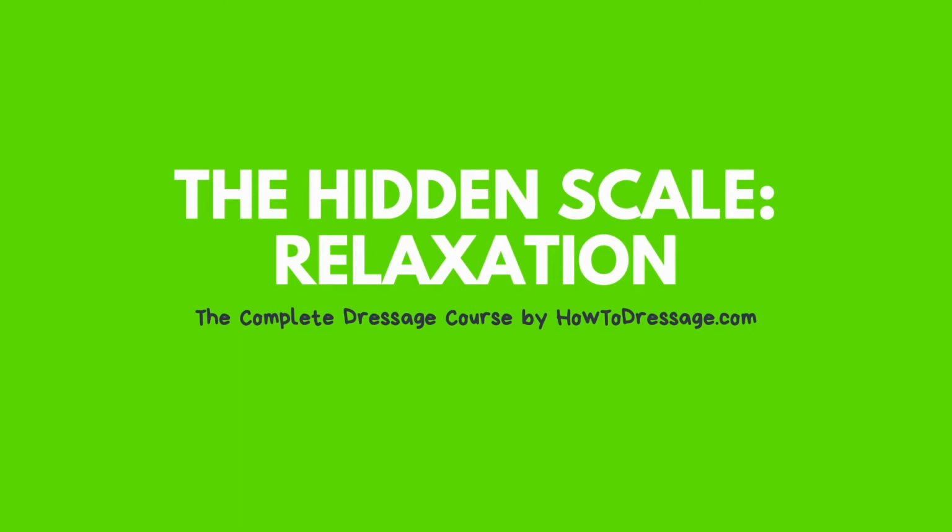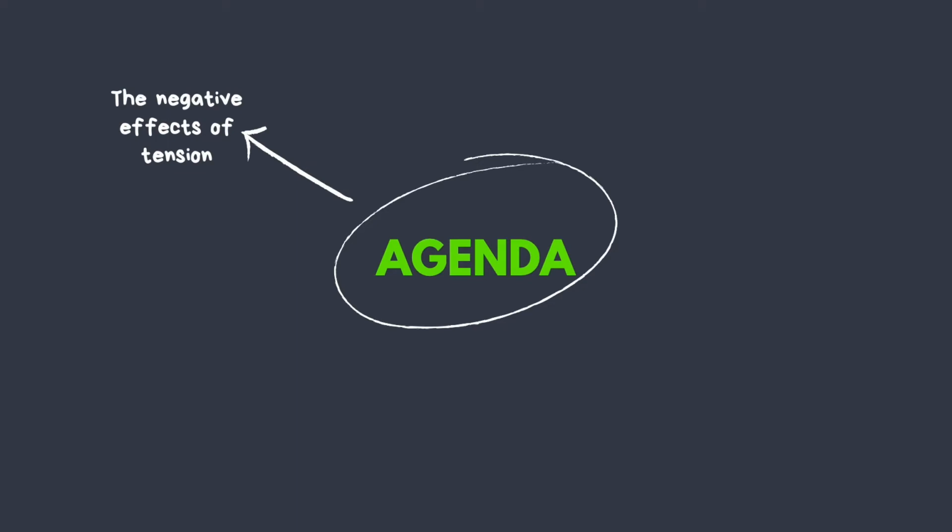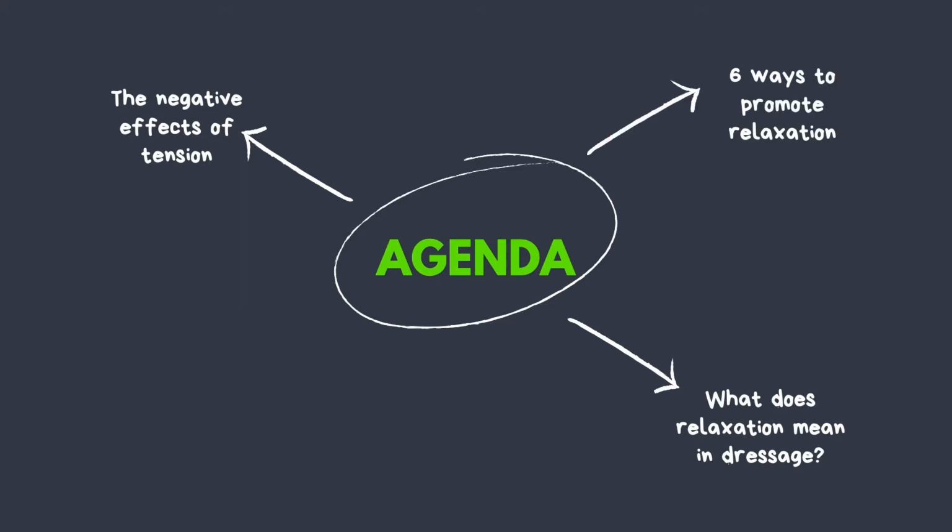Now in this module we're focusing on the scales of training, but in this presentation we're going to take a deeper look at the hidden scale of relaxation. So in this video we're going to first look at the negative effects of tension, and we're going to look at what relaxation means within dressage. We're also going to give you 6 ways to promote relaxation, and we're going to look at the difference between a hot horse and a tense horse.